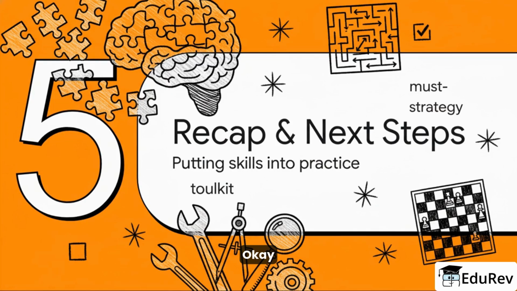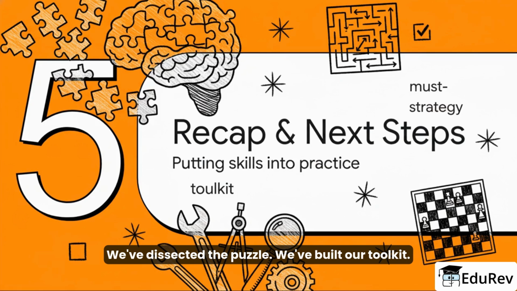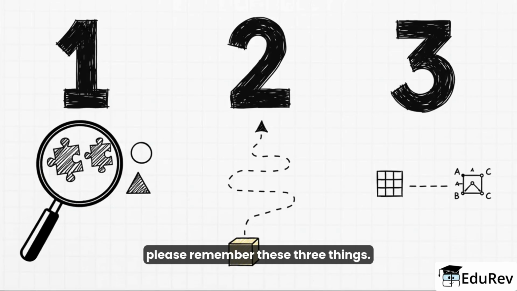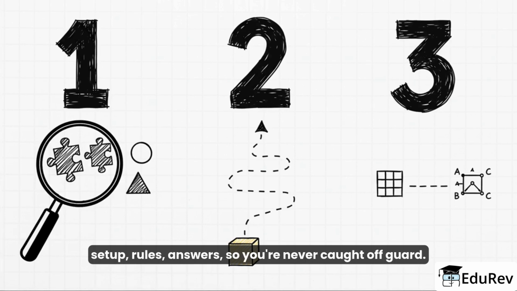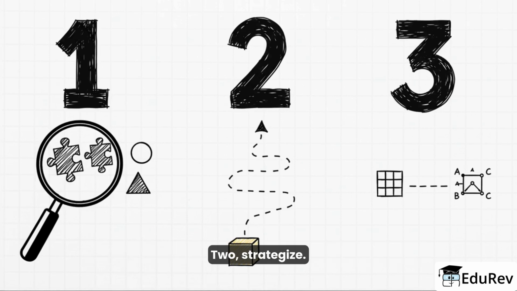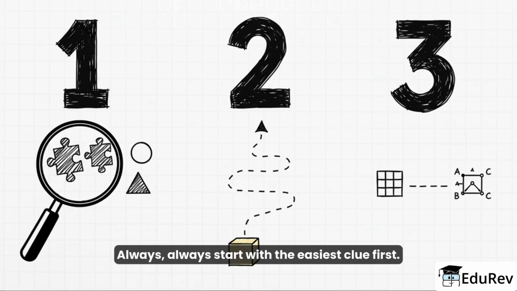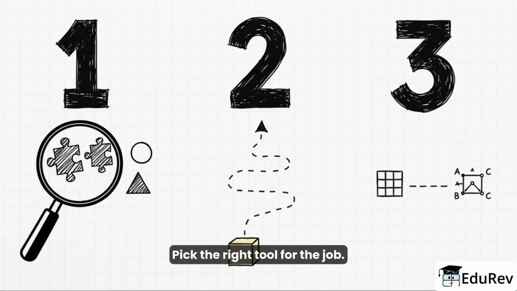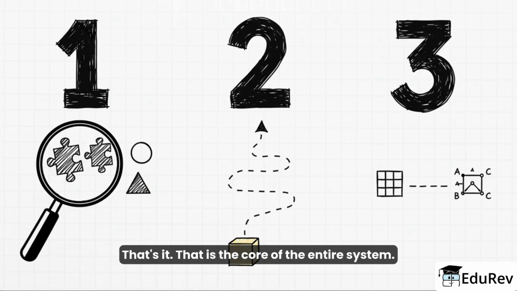Phew! Okay, we have covered a ton of ground really fast. We've dissected the puzzle, we've built our toolkit, we've talked strategy. So let's do a super quick recap of the absolute essentials before we talk about your next move. If you walk away with nothing else, please remember these 3 things. 1. Deconstruct. Know the puzzle structure, setup, rules, answers, so you're never caught off guard. 2. Strategize. Always start with the easiest clue first. It is your anchor. And 3. Sketch. Pick the right tool for the job, a grid, some blanks, or a diagram. That's it. That is the core of the entire system.